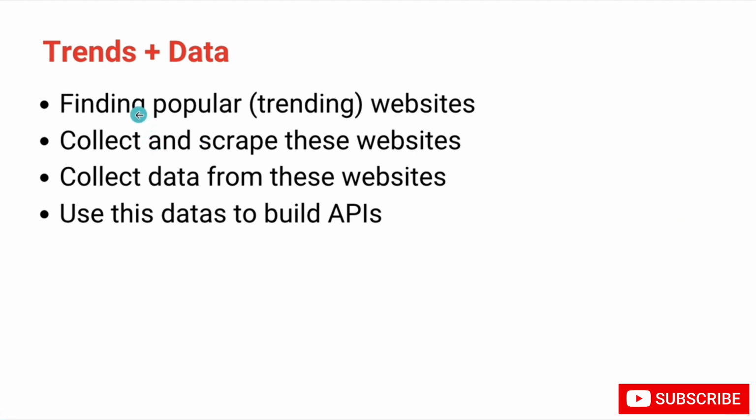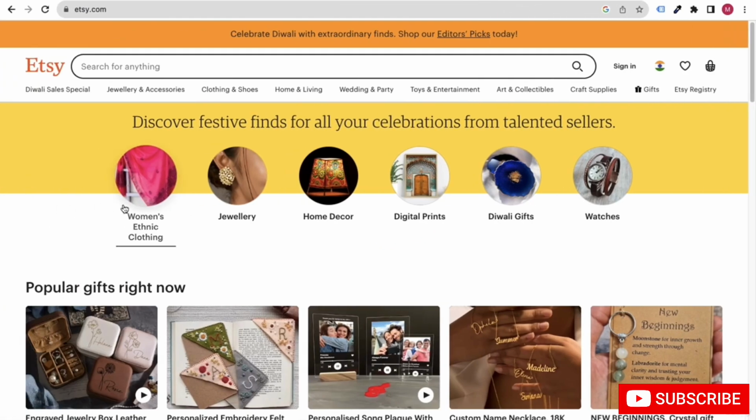So here what we are going to do is find the popular, or you can say trending, websites. We will collect and scrape these websites. Scrape means we get the information from the website, and then we collect data from these websites, and we use this data to build an API. So that's how it works.